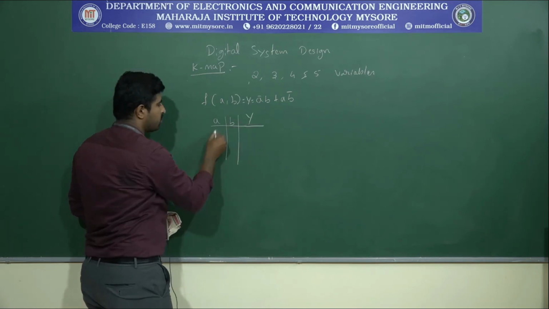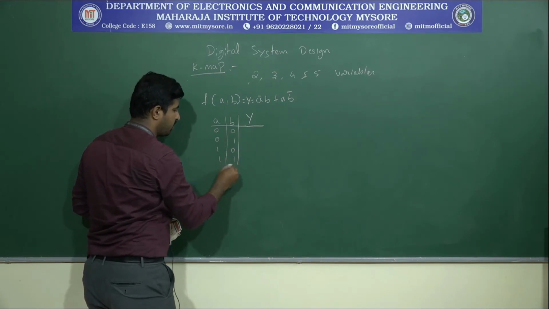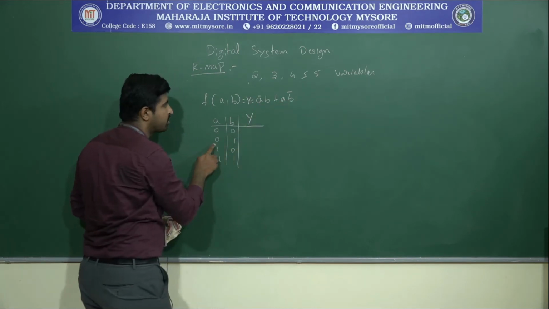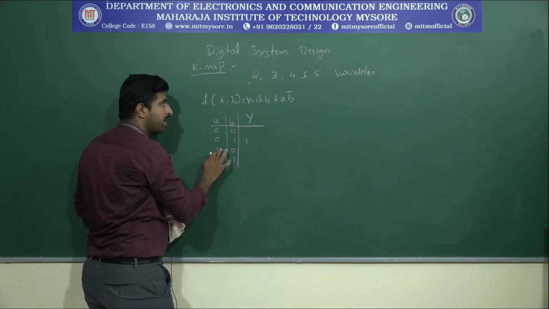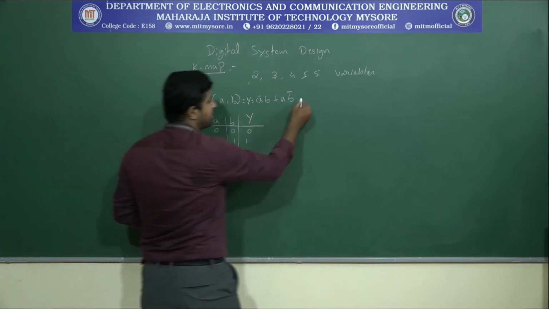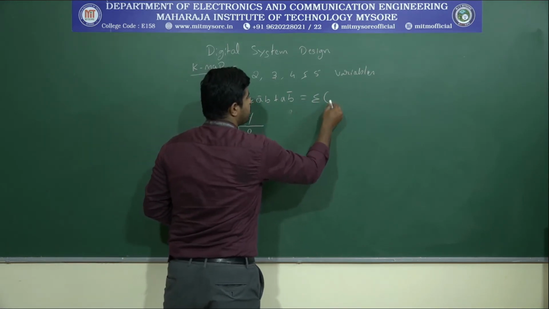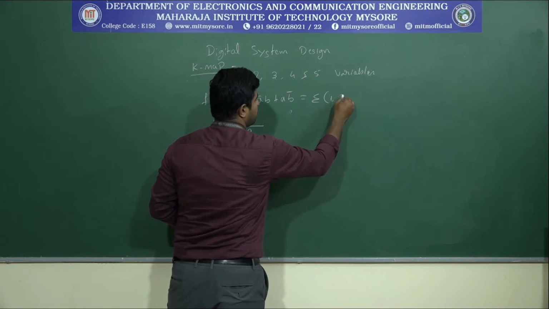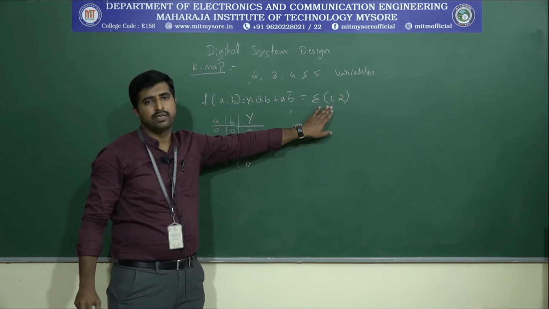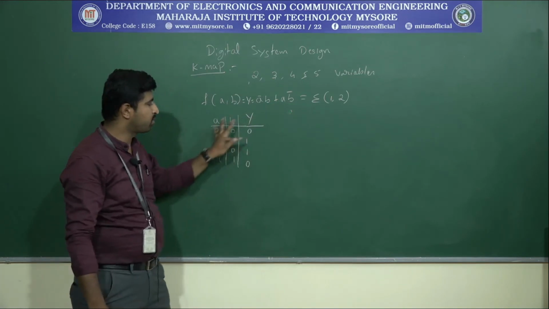so this is the Y, so here 0 0, 0 1, 1 0, 1 1. So what will the output be? A bar b and a b bar: a bar b will be 1 and a b bar will be 1, remaining will be 0, right? Or that can be written in sigma notation also. So we can say this is equal to summation of 1 comma 2. You already know how to write the sigma notation, we already covered that. So this corresponds to the Y.